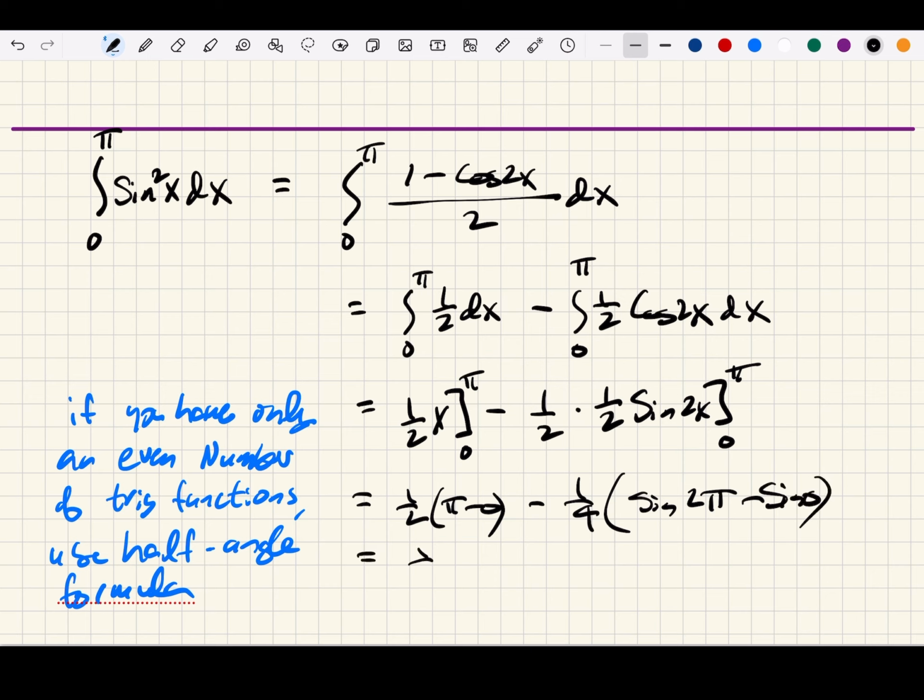So what do we have here? We have 1/2 pi minus, now what's the sine of 2 pi? Okay, but what's the sine of 0? Yeah, so the whole thing is just 1/2 pi.